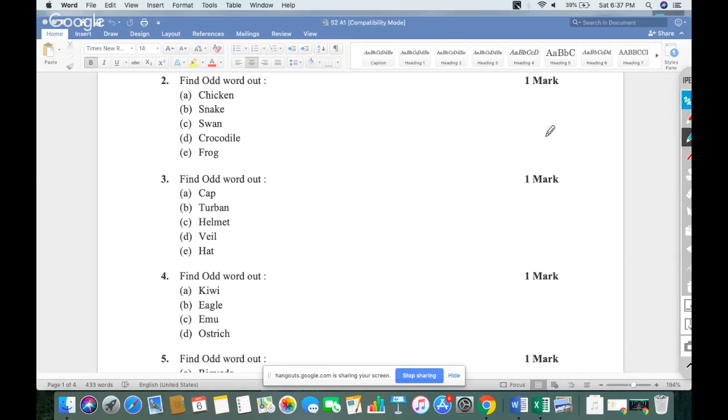Few people are saying whale, few people are saying eagle. Try to understand: cap, turban, helmet, and hat. All four cover the head. Only this whale covers the face. Hence, the answer would be face here. Sorry, whale here. What's the answer for question number 4?